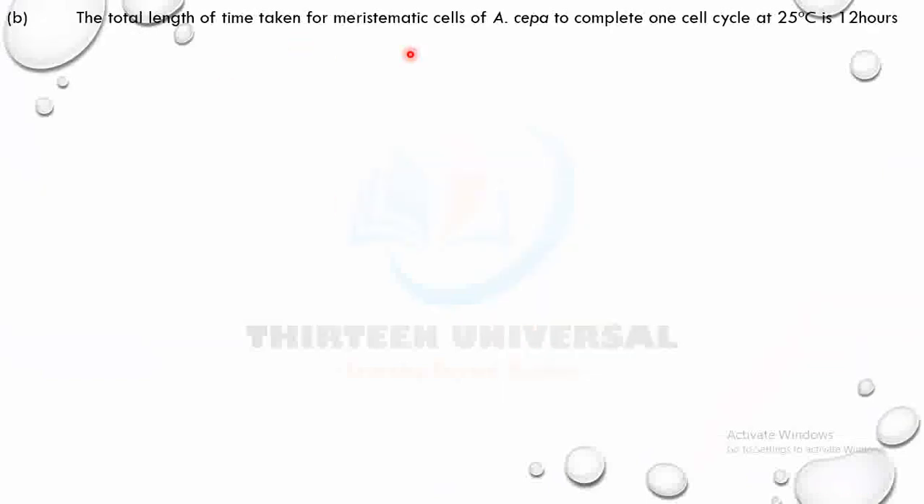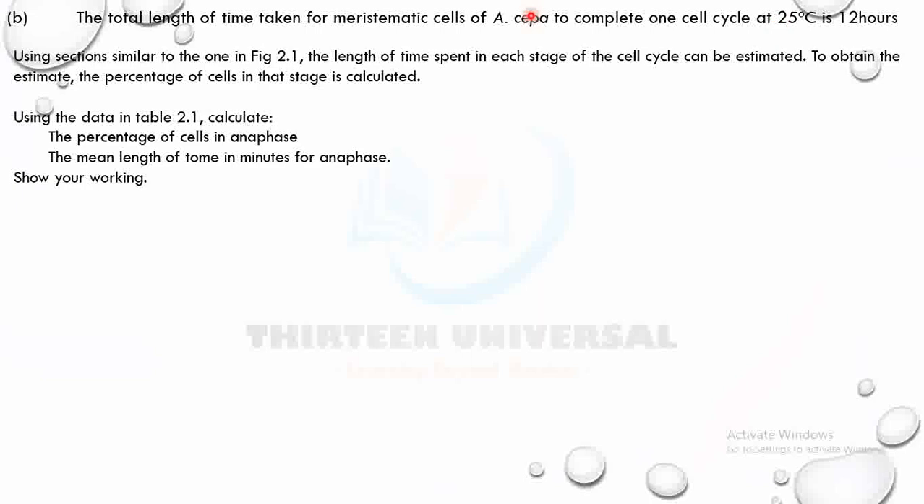Let's go on, guys, to the next question. The total length of time taken for meristematic cells of Allium cepa to complete one cycle at 25 degrees Celsius is 12 hours. Similar to Figure 2.1, the length of time spent in each stage of the cell cycle can be estimated. To obtain this, the percentage of cells in that stage is calculated. Using the data in Table 2.1, calculate the percentage of cells in anaphase, and then calculate the mean length of time in minutes for anaphase.